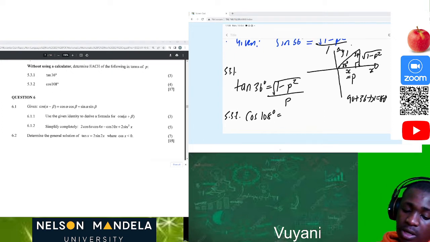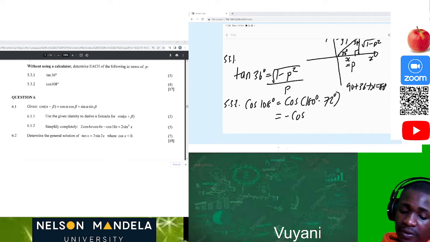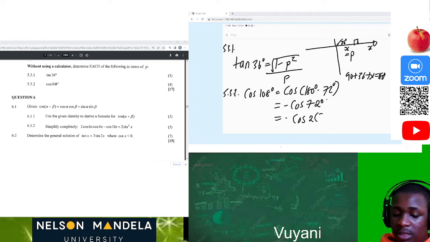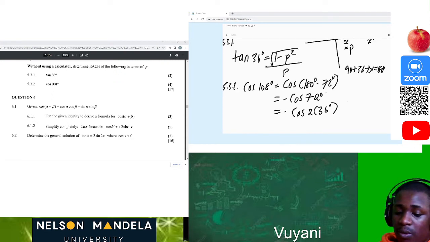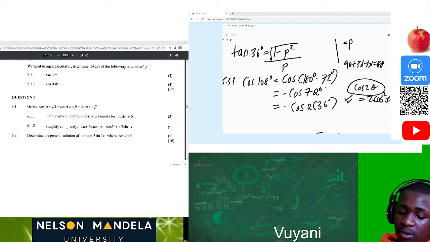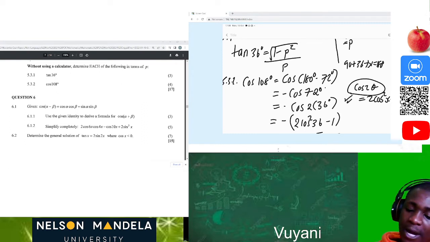We know that cos 108 is the same as cos of 180 degrees minus 72 degrees. This is going to be negative cos of 72 degrees. But we know there's a relationship between 72 and 36, so this can be the same as cos of 2 times 36 degrees. Now we are on a double angle, like cos of 2 theta, which can be rewritten as 2 cos squared of x minus 1. So we're going to have negative of 2 cos squared of 36 minus 1.